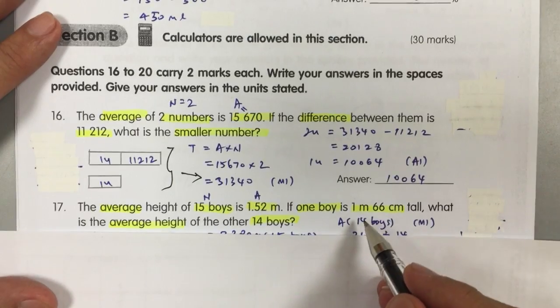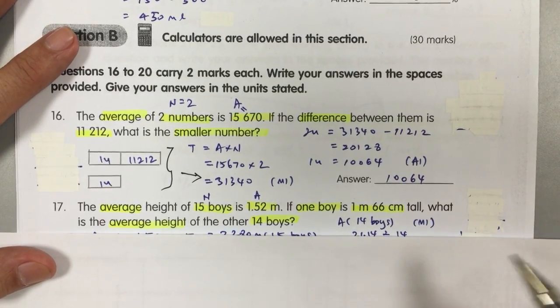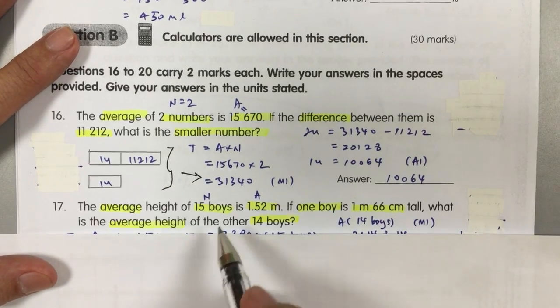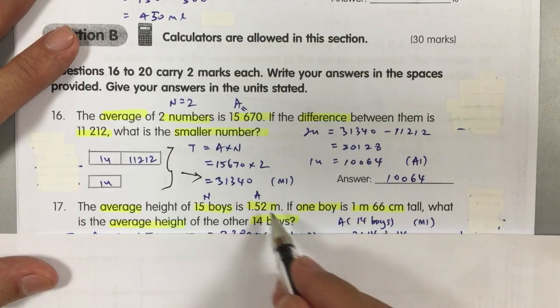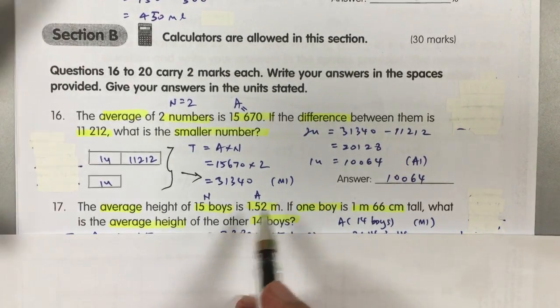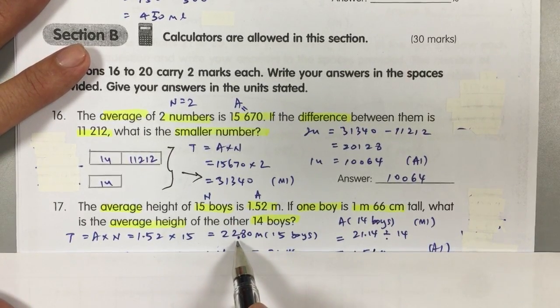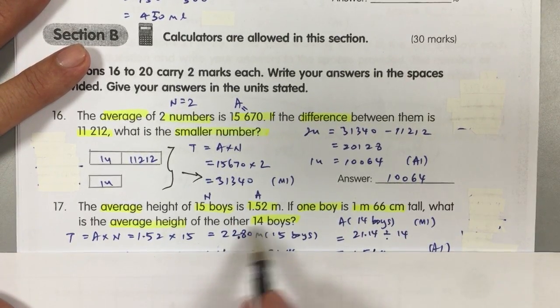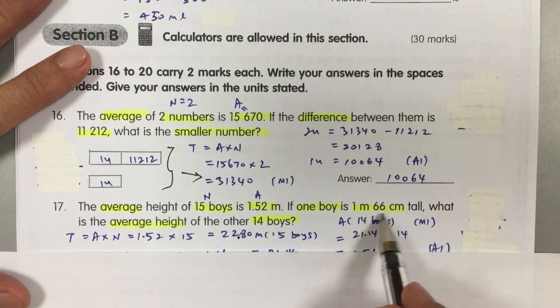Question 17. Average height of 15 boys is 1.52 meters. If one boy is 1 meter 66 cm tall, what is the average height of the other 14 boys? So first I find total sum of the 15 boys. So its total is given by average times number of items 15. I will get 22.80 meters. All the height of 15 boys.